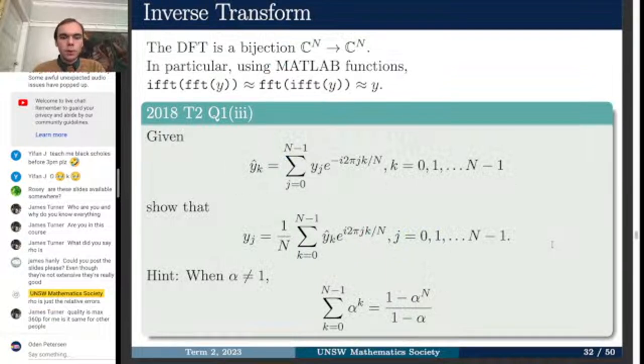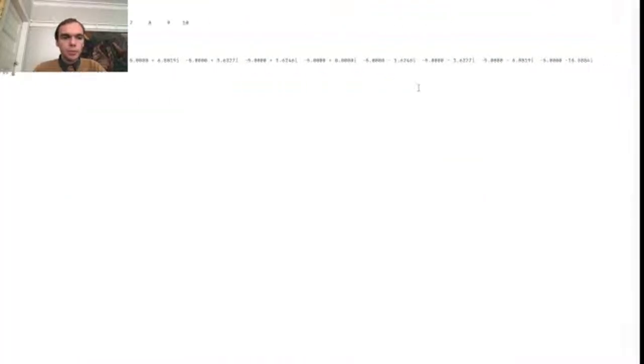So I guess we can look at the inverse transform as well. So I guess we can try this in MATLAB. We have the inverse transform of the Fourier transform.